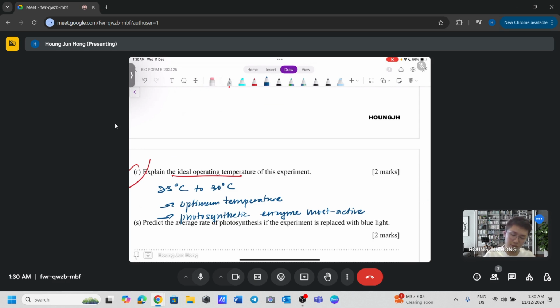Yep, and this will result in what? This will result in the highest rate of photosynthesis. Remember, highest. Whenever we talk about optimum, it must be the highest. So highest rate of photosynthesis.